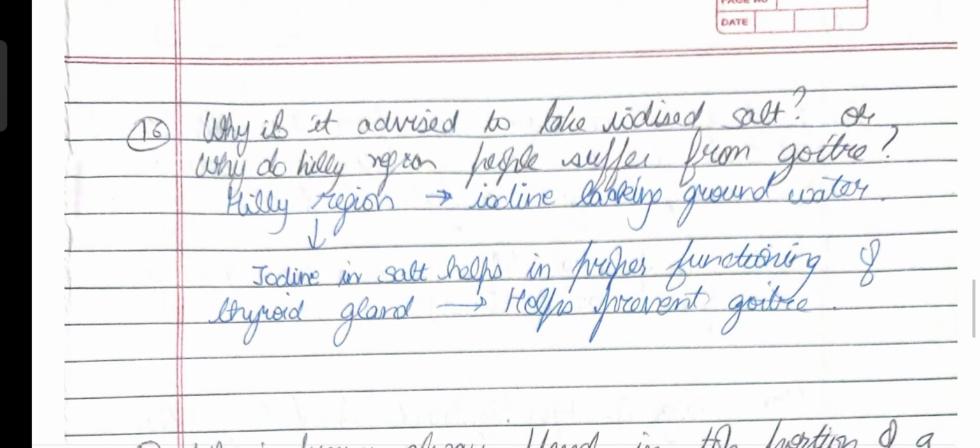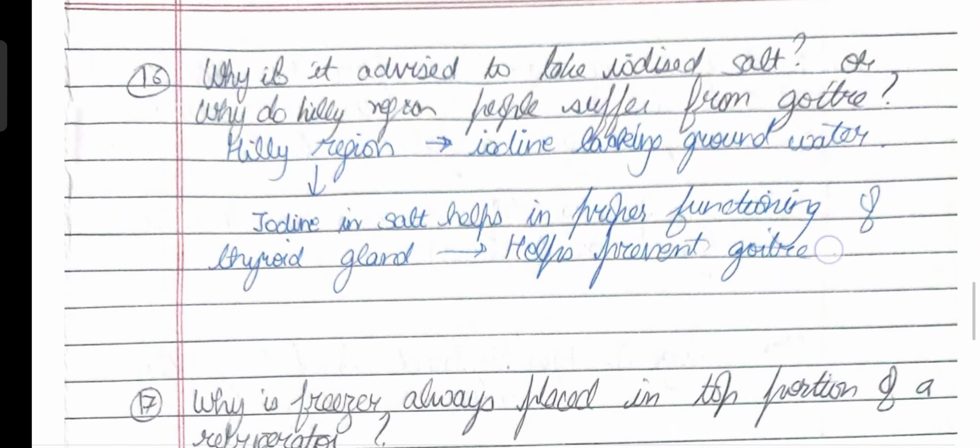So it is advised to take iodized salt so that the iodine can help the thyroid function properly, which in turn can help the body function properly and prevent diseases like goiter.